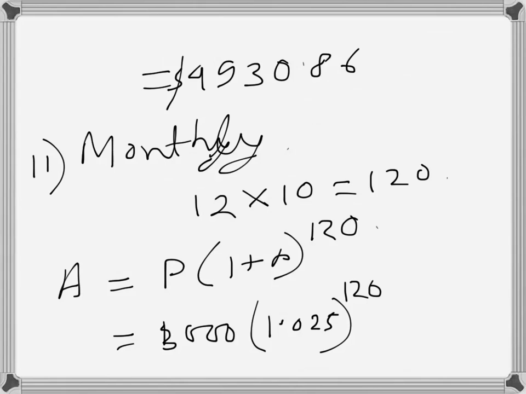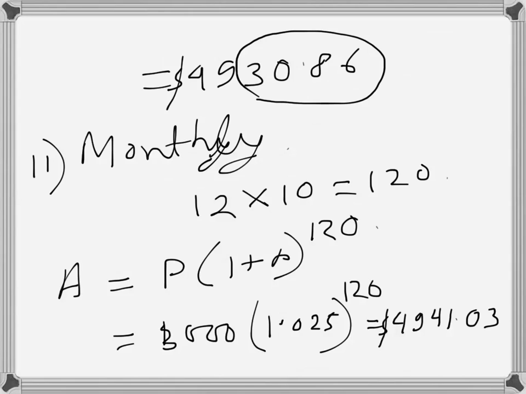So it will now be a bit higher because of the higher power, and that is $4941.03. So this one was just a little bit more than $10 more with the monthly payment, as we are seeing. And if it were quarterly, it would be just a little less.